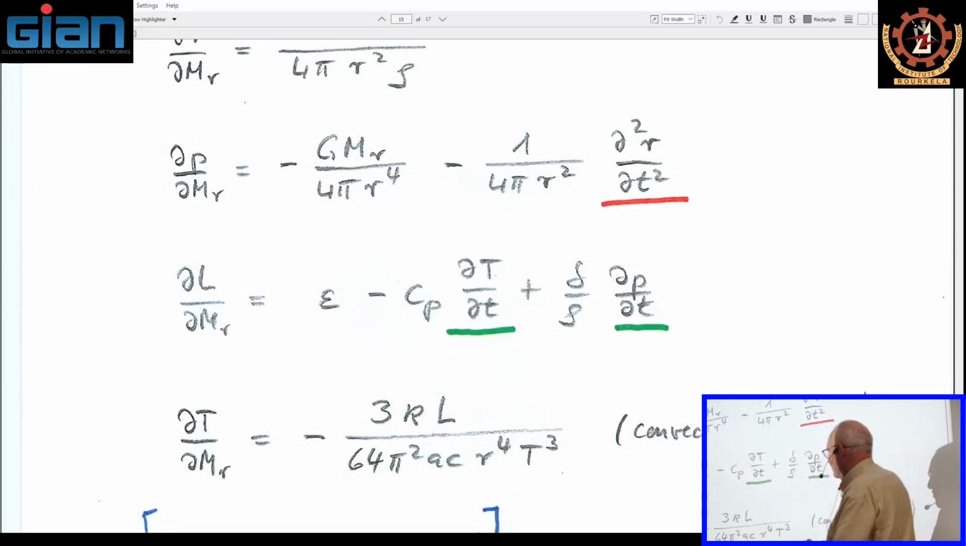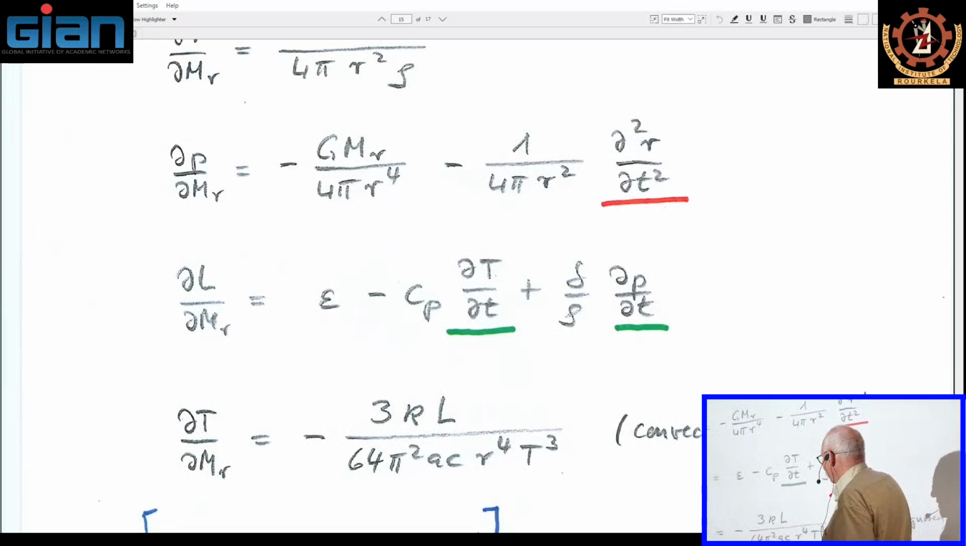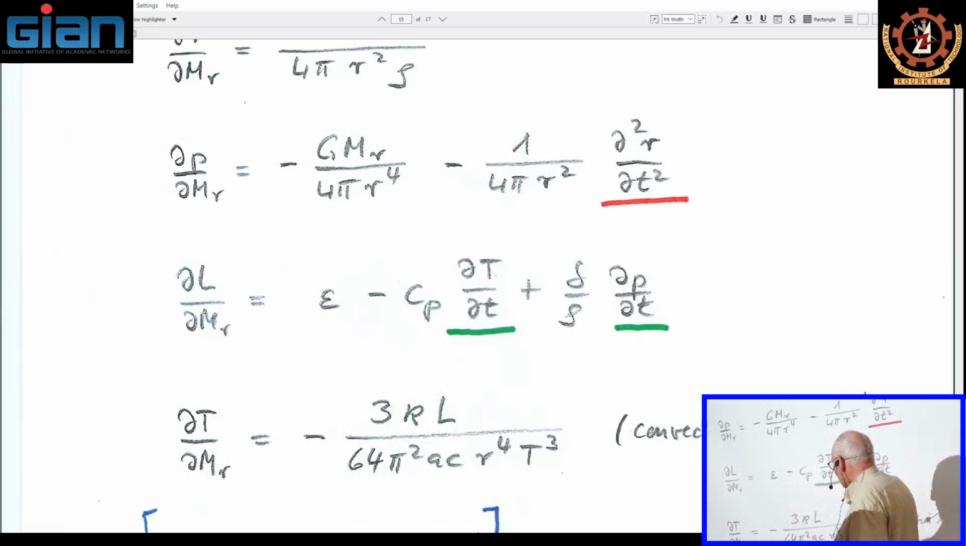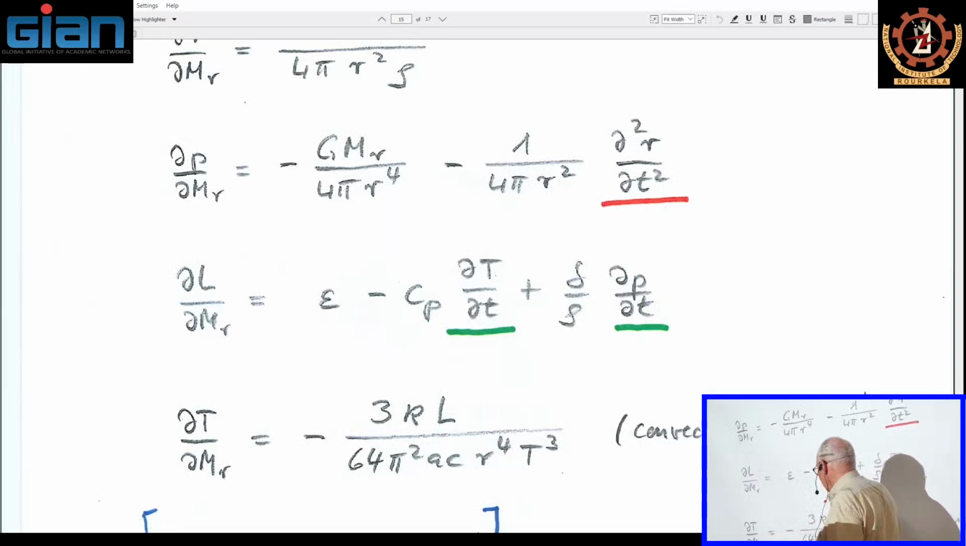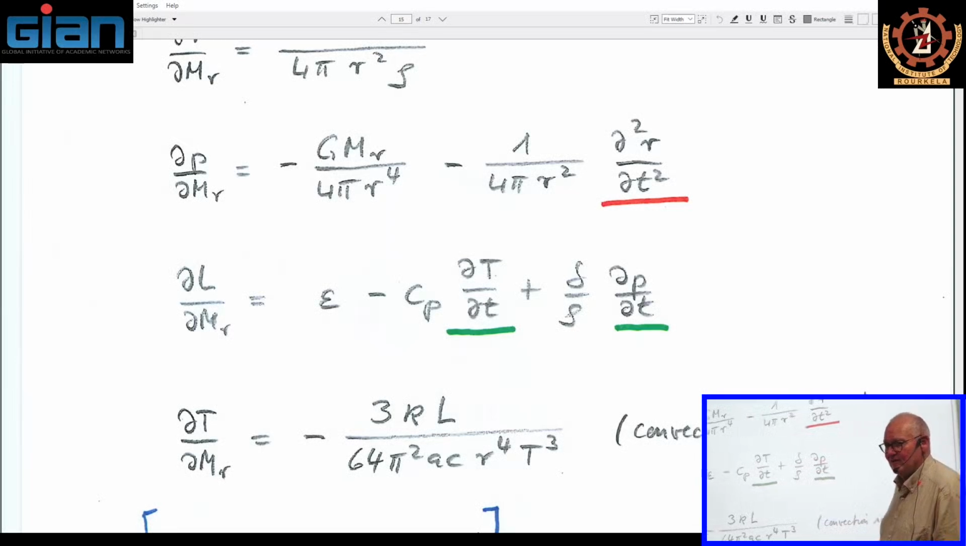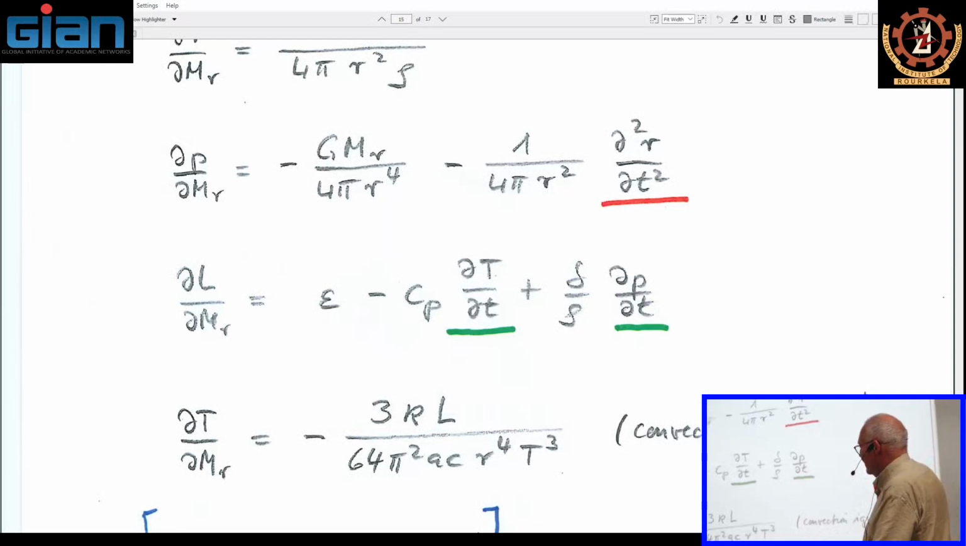This gives another 4 pi r squared, and we are left then with the expression on the right hand side, which tells us dT by dmr with respect to the Lagrangian variable is proportional to minus the luminosity, and the essential quantity which is entering here is the opacity on the right hand side. Of course, we have ignored convection here. This is just for radiation diffusion.